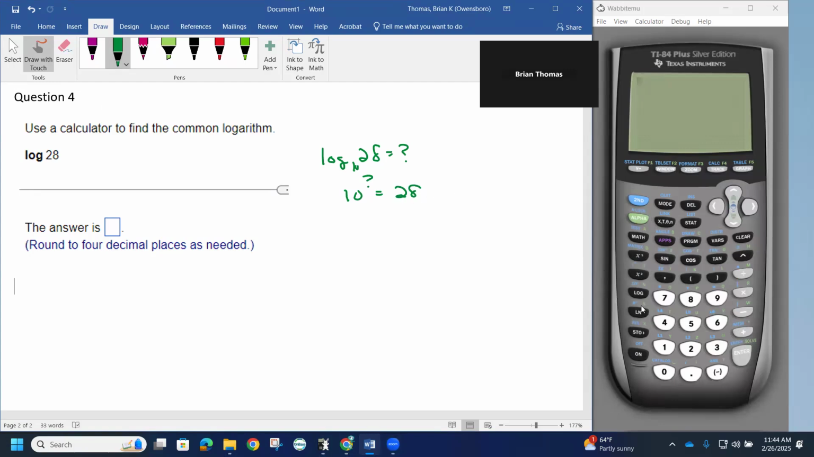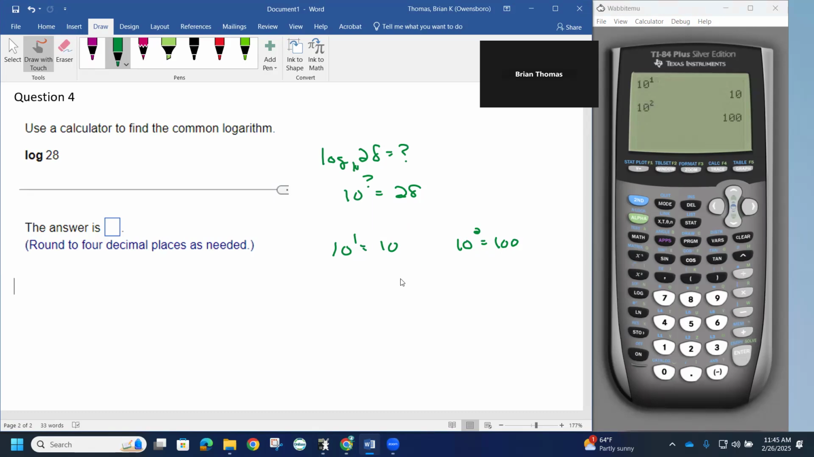So if I wanted to, I could go, well, 10 to the power of 1 is 10. So 1 is too small. 10 to the power 1 is only 10. That's too small. If I do 10 squared, 10 to the power of 2 is going to be 100. So notice how 1 is too small, but 2 is too big.